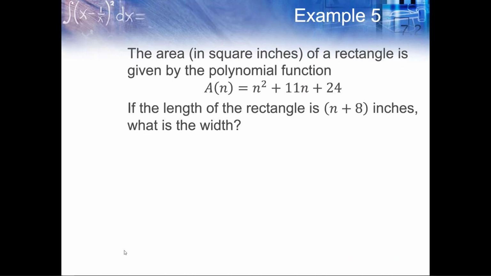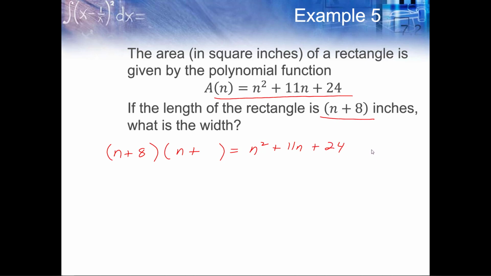And that brings us to the one problem that you will find in your homework. It looks something like this. Here we have the area in square inches of a rectangle, and it's given by this function right here. You know that the length is going to be n plus 8, and we need to find the width. Now remember, the area of a rectangle is equal to the length times the width, which is going to be n plus something, and that has to be equal to n squared plus 11n plus 24.